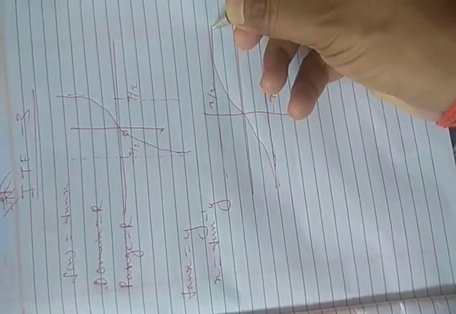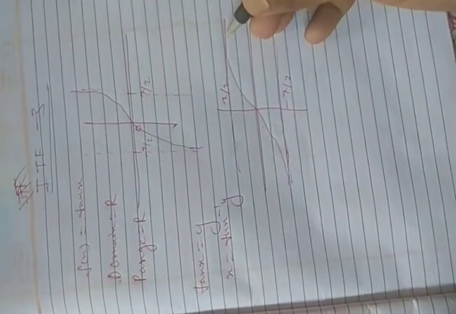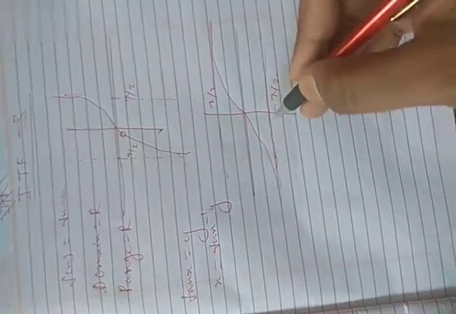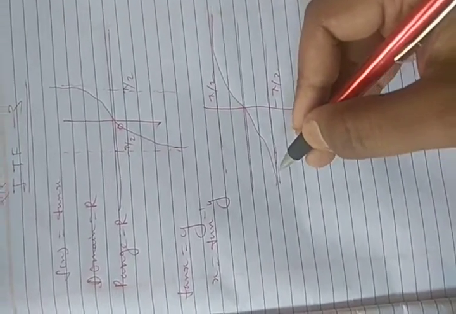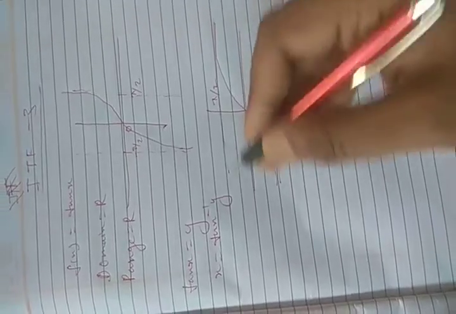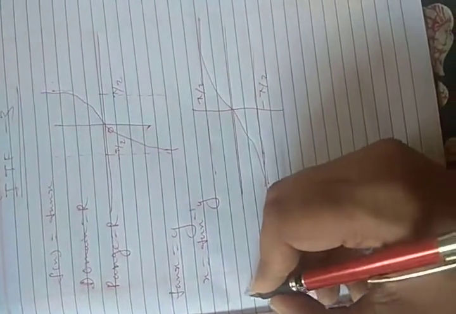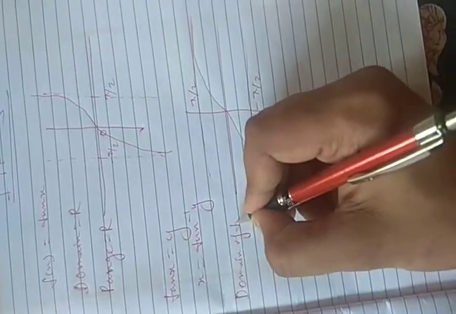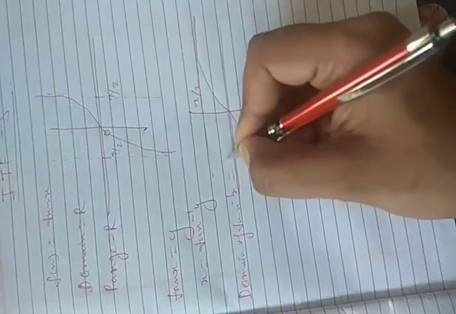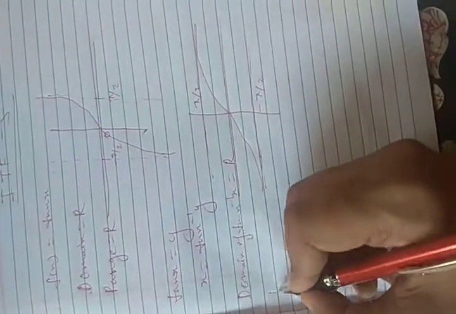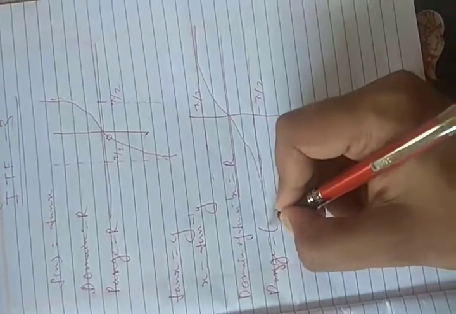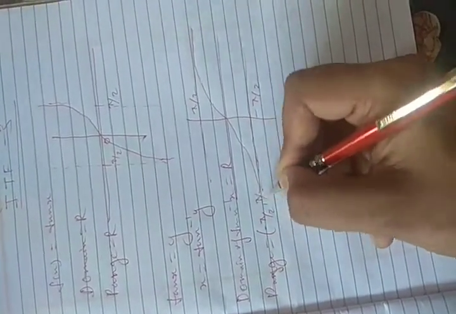It is an inverse function. This curve seems to intersect pi by 2, but it will never intersect. Here the curve seems to intersect minus pi by 2, but it will never intersect, and the value of the tan inverse function will change. Now you can find the domain of tan inverse x. The domain of tan inverse x equals R again, and its range will be minus pi by 2 to pi by 2.